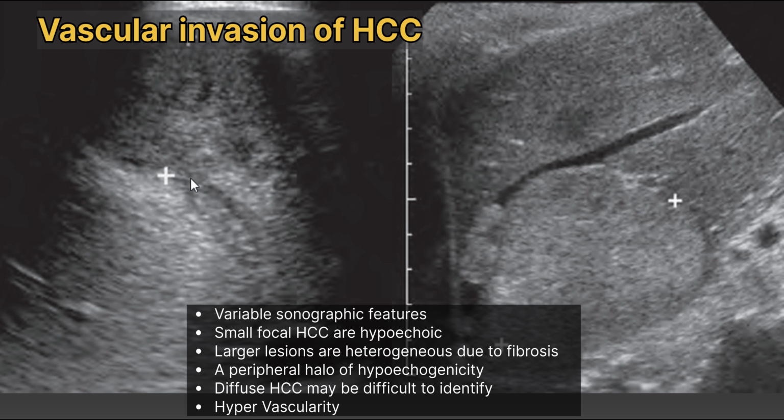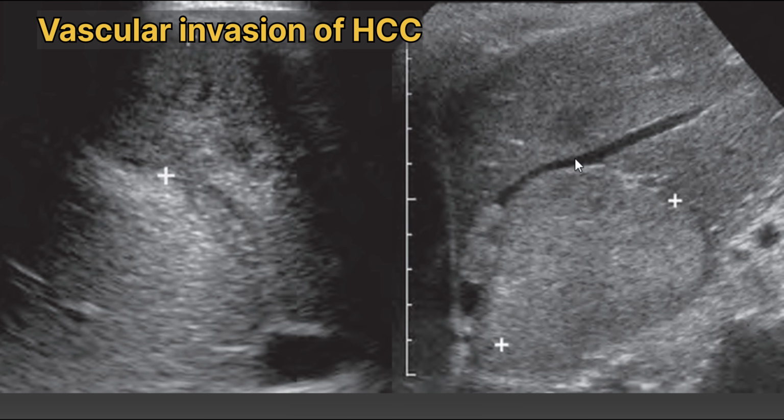Now, this is a transverse sonogram that shows a solid mass with invasion into the adjacent portal vein. Now, this is the longitudinal view that shows a large solid hyperechoic mass with direct invasion of the adjacent hepatic vein. Also here shows a small hypoechoic satellite lesion.